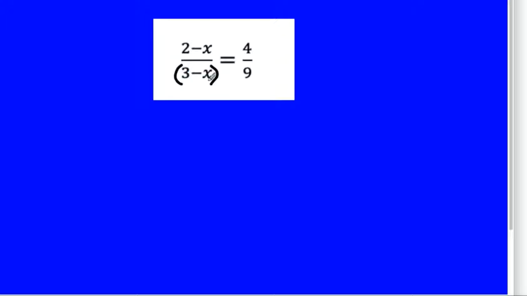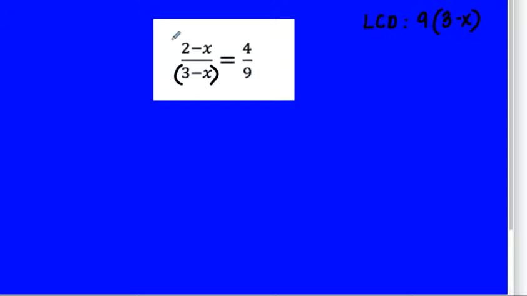So in this case, 3 minus x is a factor, and so it is a denominator. It is part of my denominator. So when I multiply both sides by the lowest common denominator, in this case, my lowest common denominator would be 9 times 3 minus x, okay? Now I know that's kind of confusing, but that's going to be our lowest common denominator. Every factor, most times it occurs.